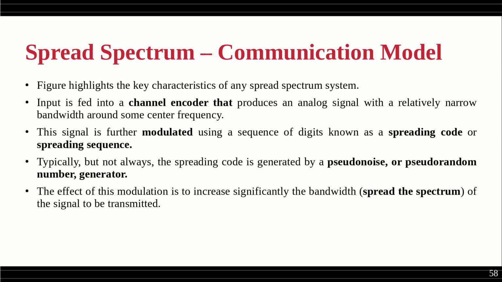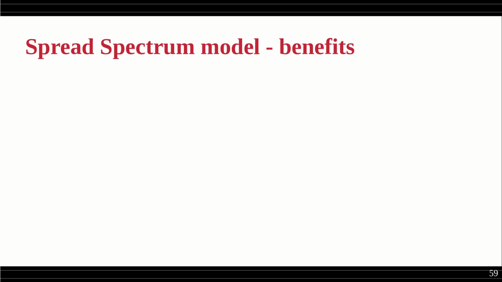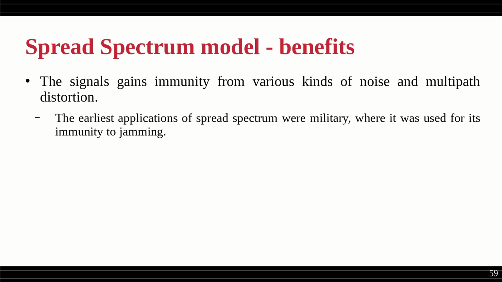and other kind of attacks. And also it can be used for the multiplexing purpose even. So altogether it is achieved by significantly increasing the bandwidth with the help of this spreading code. So on the receiving end, the same digit sequence spreading code is used to demodulate the spread spectrum signal back. Now finally the signal is fed into the channel decoder to recover the original data. So what are all the benefits? As I already told you, the signal gains immunity from various kinds of noise and multipath distortion.